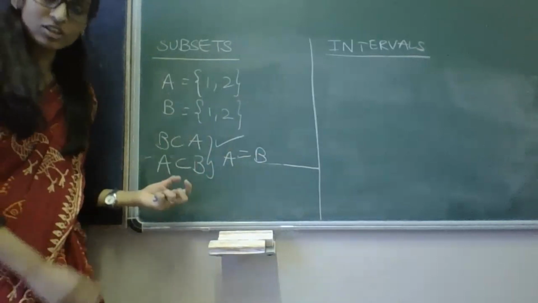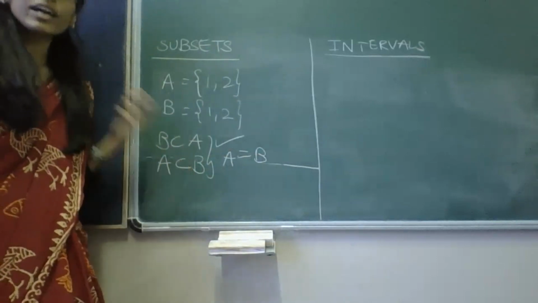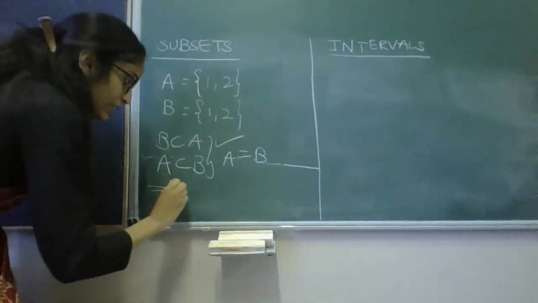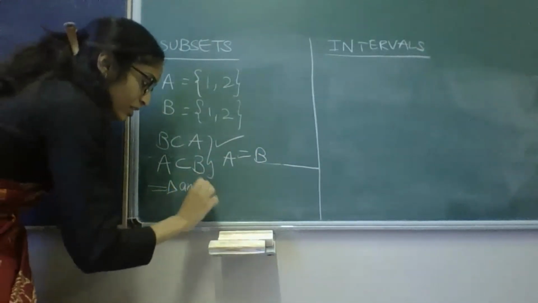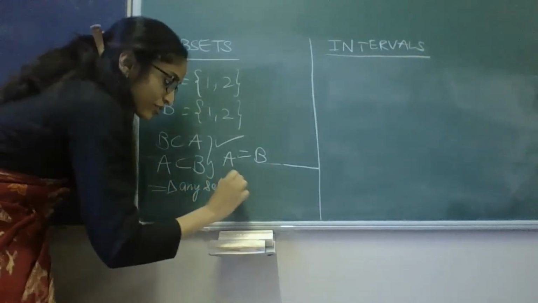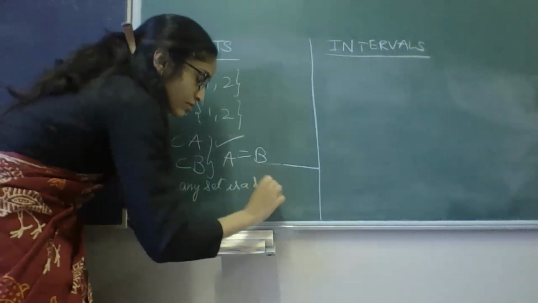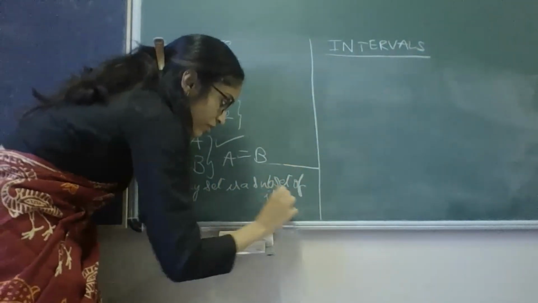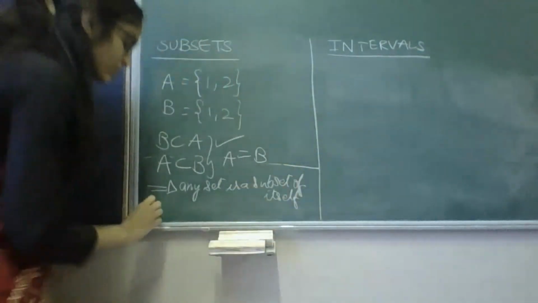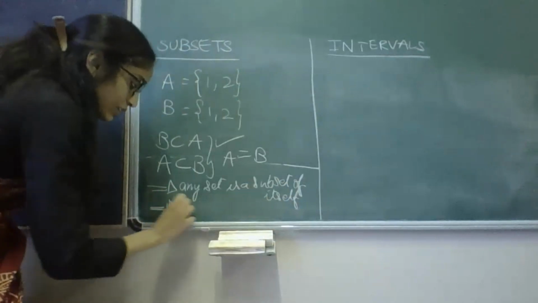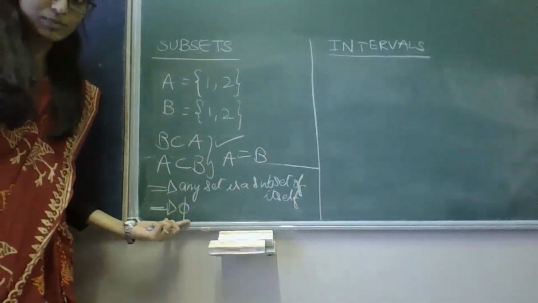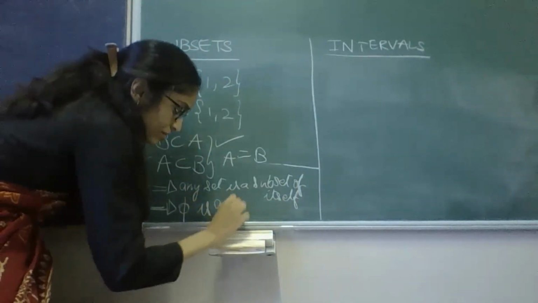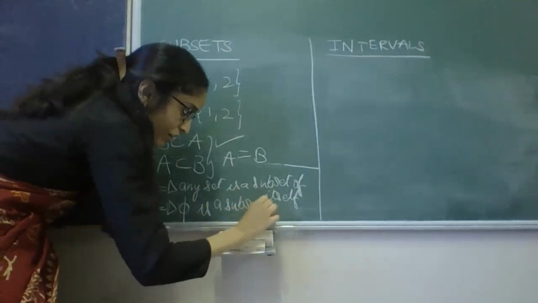From this definition, it is very evident that any set is a subset of itself. What do we conclude? Any set is a subset of itself. And the null set, represented by this symbol phi, is a subset of every set.